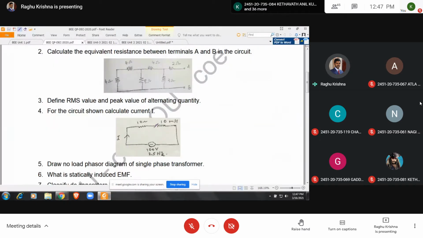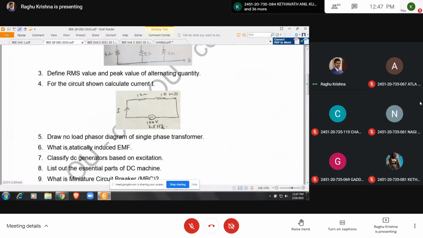So next, let us see the next one. Draw the no load phasor diagram of a single phase transformer. You can draw any one, either practical or ideal.